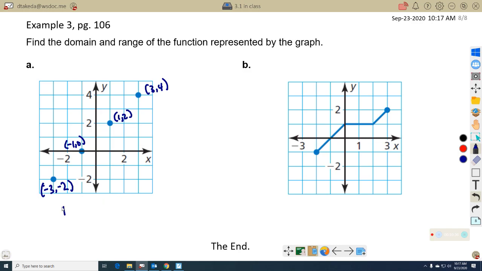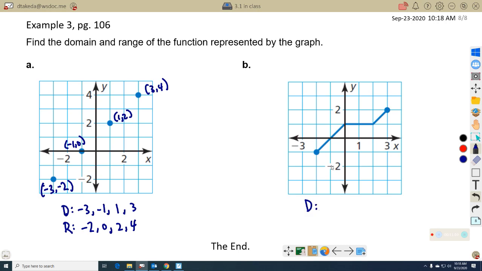So the domain here is just represented, I put a D colon, and we just list them out. -3, and the order doesn't really matter, -1, 1, and 3. Okay, so those are our x values, and then the range, instead of all the y values, the second value is -2, 0, 2, and 4.